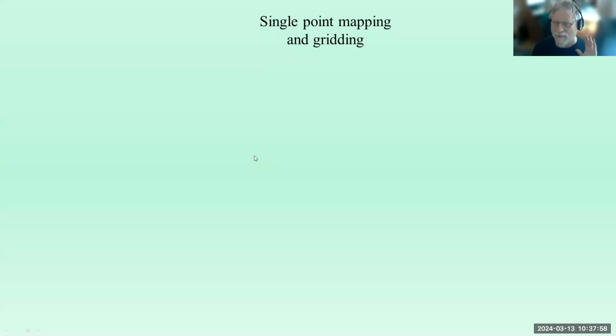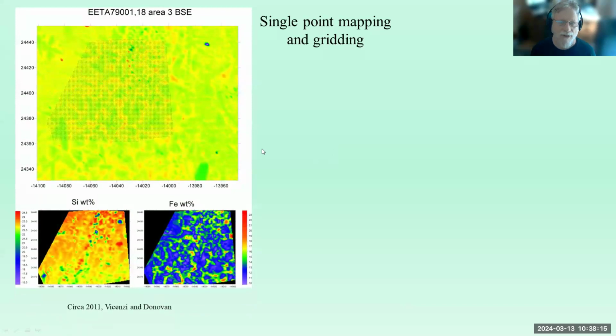So basically, let's go back in time now to the ancient times when I wasn't so gray. And we didn't have any quantitative mapping. The only way we could do it was to acquire lots and lots of single point analyses and grid them together. And so here's an example. This is from a Martian meteorite. What we have here is a backscatter map, and you see the little dots here.